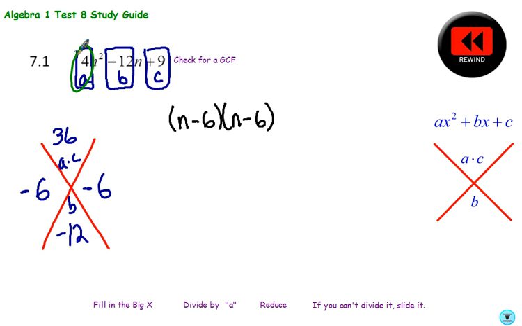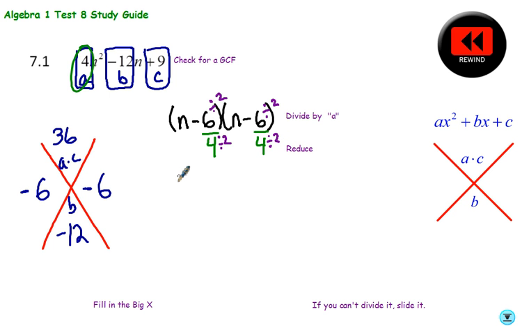All right, so we're going to divide by A, which in this case is 4. So let's divide both sides by 4. I'm going to divide by A. And what I notice is that, well, it doesn't divide evenly. So remember, when neither one of them will divide evenly, that's when we have to reduce first, right? So that's part of, if you can't divide it, slide it, is you have to reduce. So we need to reduce, and I'm thinking that we can divide both of these by 2. And since they're the same number, we're going to be dividing by the same number.